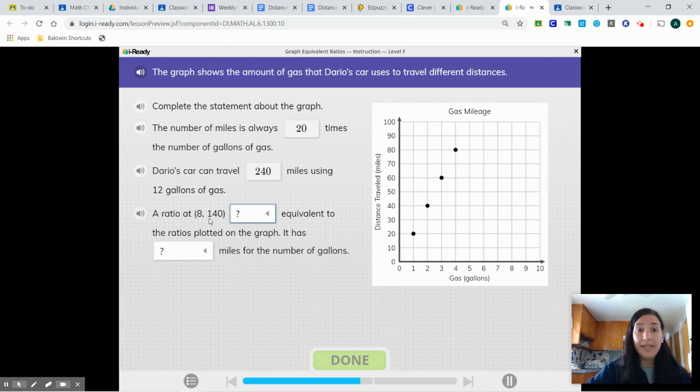Okay, the ratio 8, 140, is it equivalent or is it not equivalent? Well, if you take out your calculator and do 140 divided by 8, it will give you 17.5. We want a unit rate of 20, so we know that this is not equivalent. Normally we're going 20 miles, so 17.5 is too few miles for the number of gallons of gas.